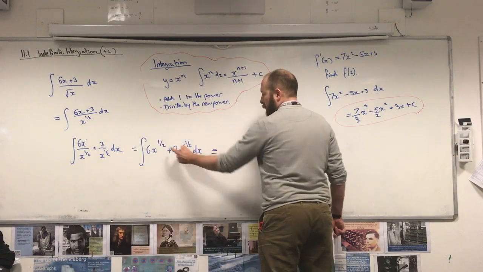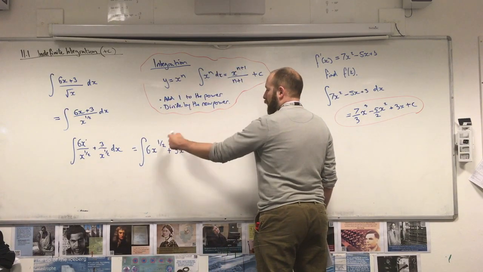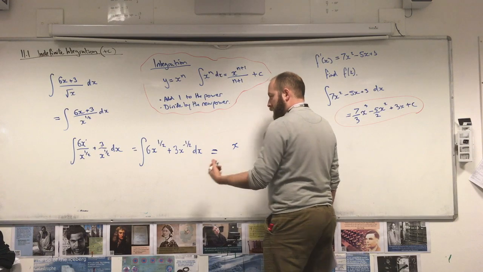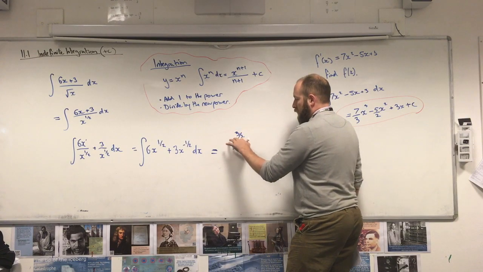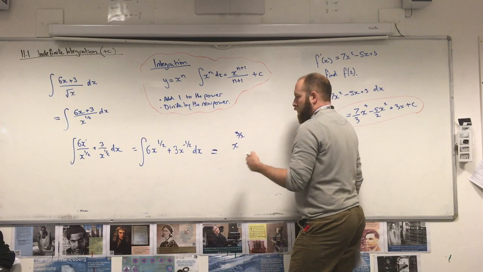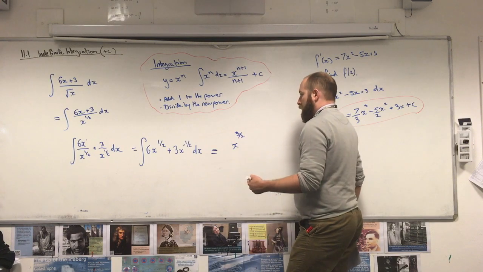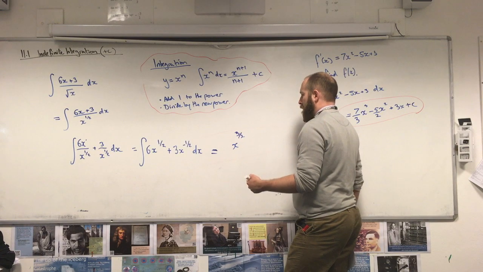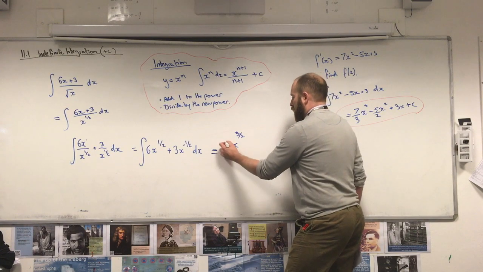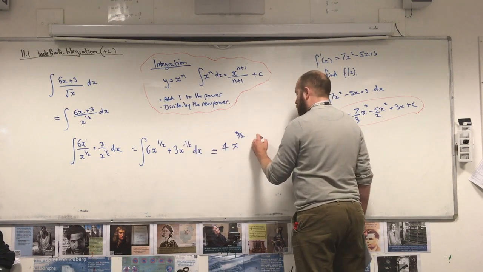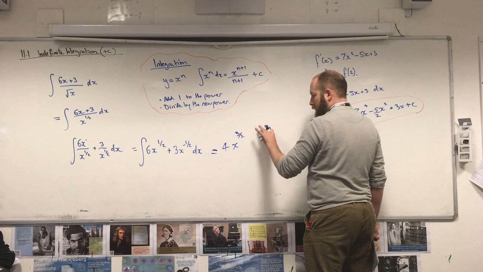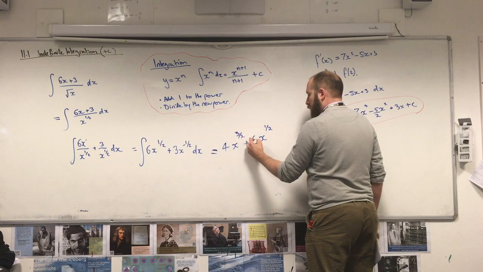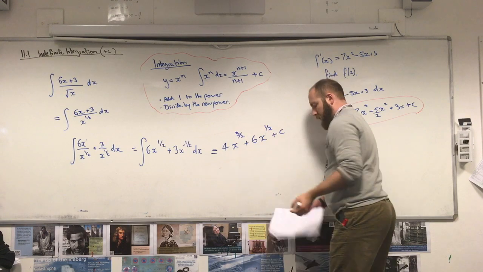So power goes up. So add 1 to a half, you get 1 and a half, which is 3 over 2. Now divide by the new power, so times by the reciprocal. So 2/3 of 6, which is going to be 4x to the 3 over 2. Here power goes up, so minus half plus 1 is a half. Divide by the new power is the same as timesing by 2, so we get 6x to the half plus c.